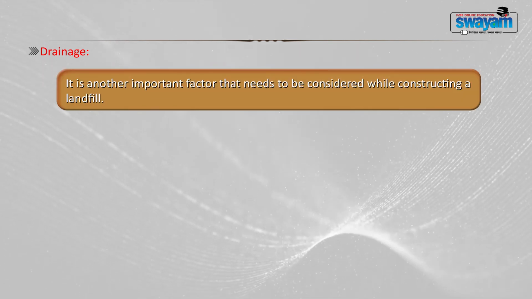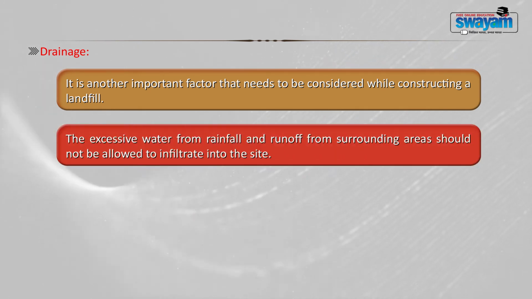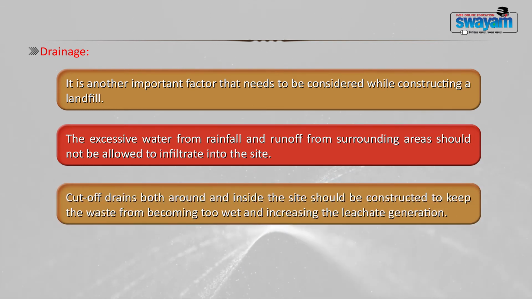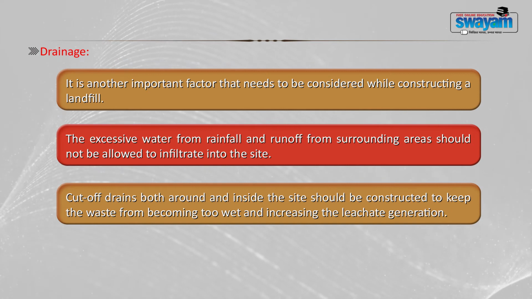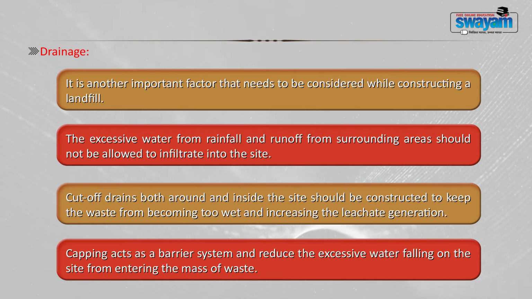The next factor is drainage. Now, this is again another important factor that needs to be considered while constructing a landfill. Now, the excess water that is received either during rainfall or runoff from the surrounding areas should not be allowed to infiltrate into the site. So, you should have cut off drains both around and inside the site, so that the water can be collected and you can prevent the waste from getting too wet and also avoid leachate generation. Now, capping acts as a barrier system and it will also reduce the excess water which enters into the site and through the waste.